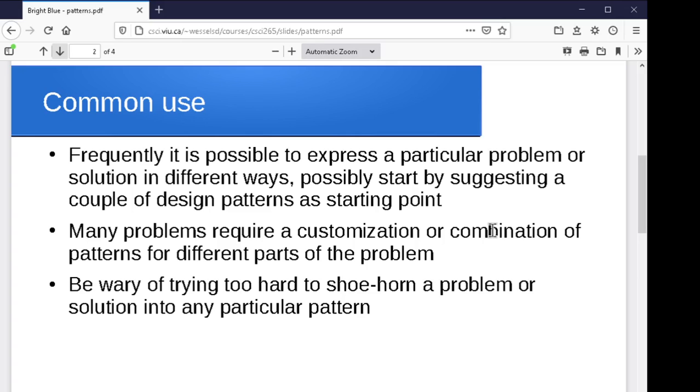You don't want to become so obsessed with picking a pattern that you start trying to shoehorn something into a pattern that it doesn't really fit, where you become more focused on making the problem fit the pattern than on actually finding a good solution for the problem at hand. So you do have to use this with common sense, but it can be a really valuable tool.